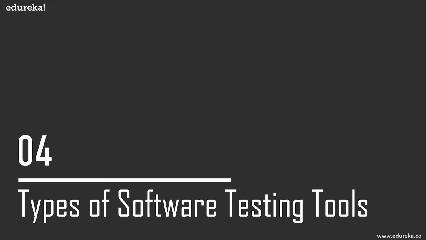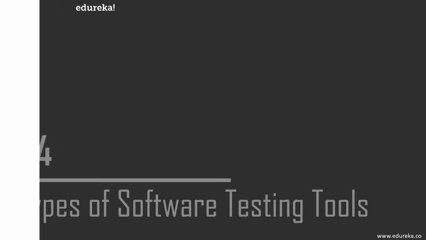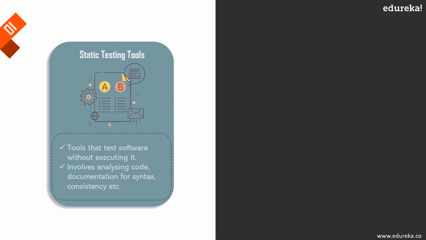So guys, there are many testing tools available that are useful in several places while testing a software product. These tools can be categorized as static testing tools and dynamic testing tools. So static testing tools test the software without actually executing it. Rather, they're concerned with analyzing the code or documentation for syntax checking, consistency, etc. Static testing can be manual or even automated with the use of static analysis tools.